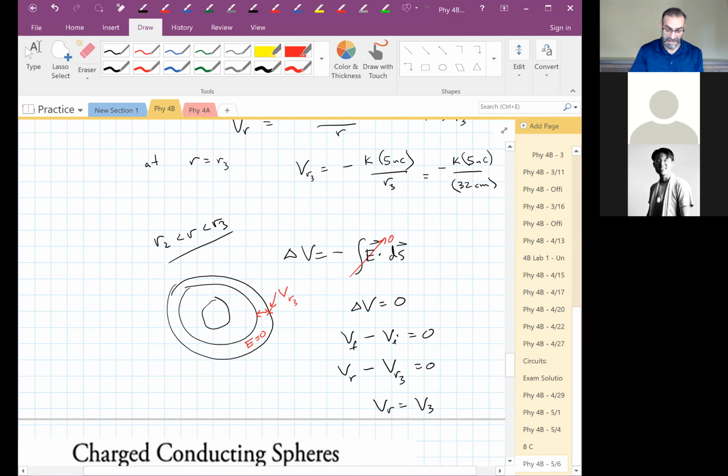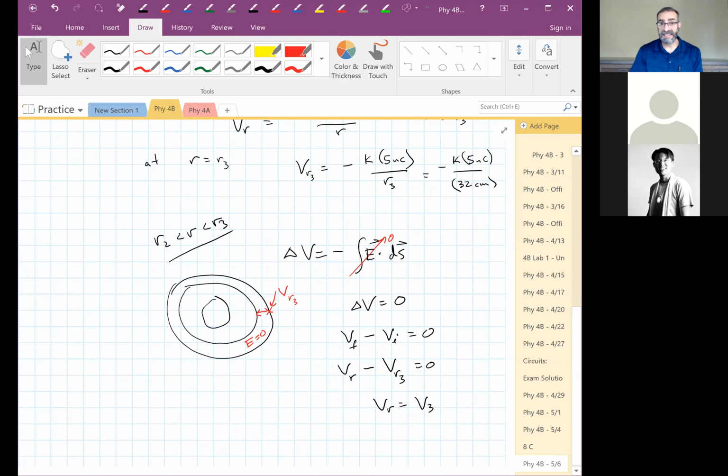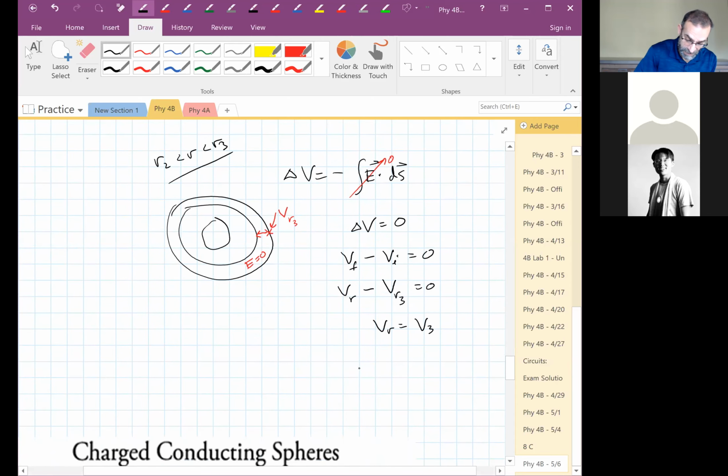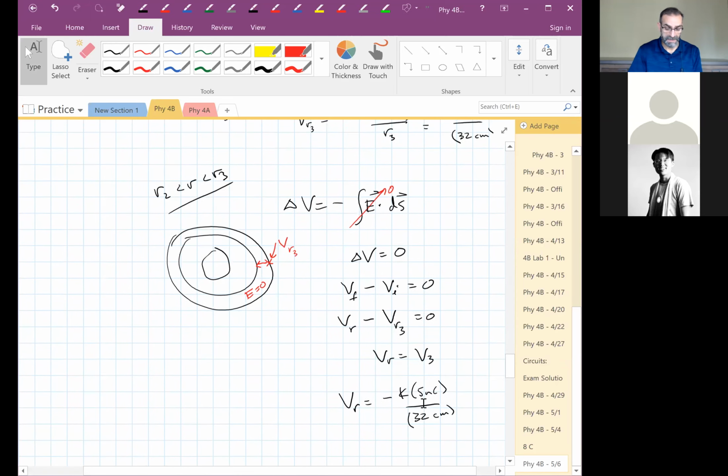So remember, when E is 0, V does not have to be 0. It has to be constant. Now, 0 is a constant. It might be 0, but it doesn't have to be. It has to be constant. So in this region, we've got V is equal to minus K times 5 over 32 centimeters. Is that what it was? Yeah.